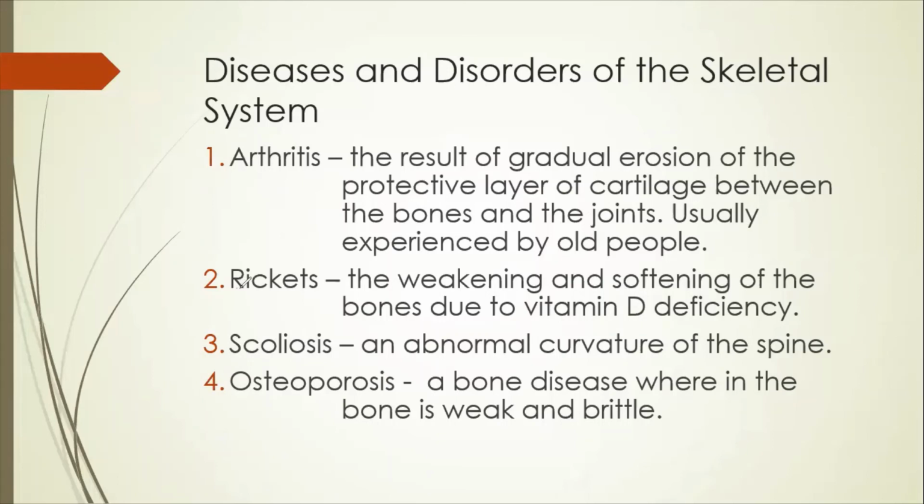Number 2, rickets. The weakening and softening of the bones due to vitamin D deficiency. That means lack of vitamin D. And then scoliosis. This is an abnormal curvature of the spine. Lastly, osteoporosis. This is a bone disease wherein the bone is weak and brittle.